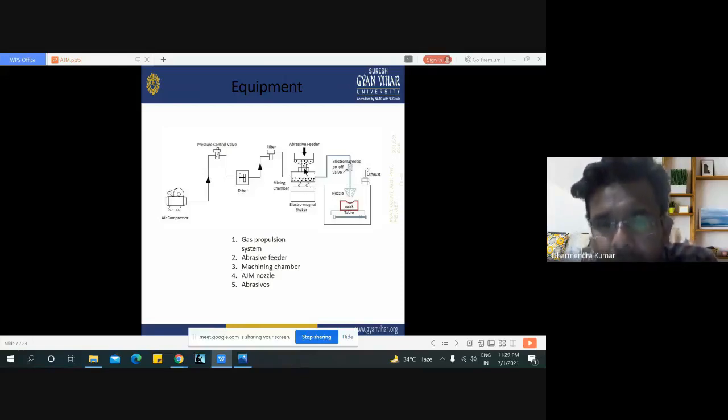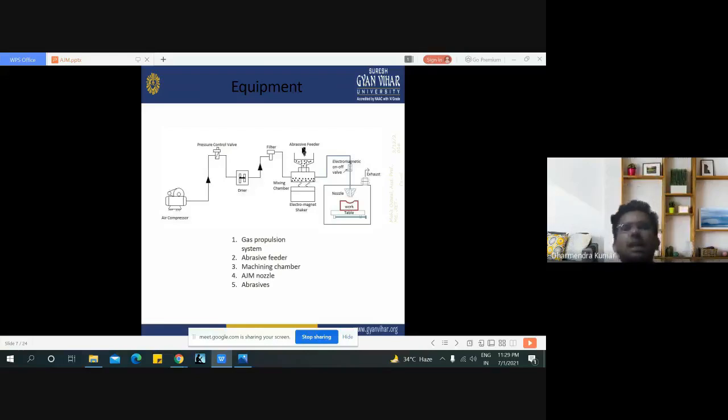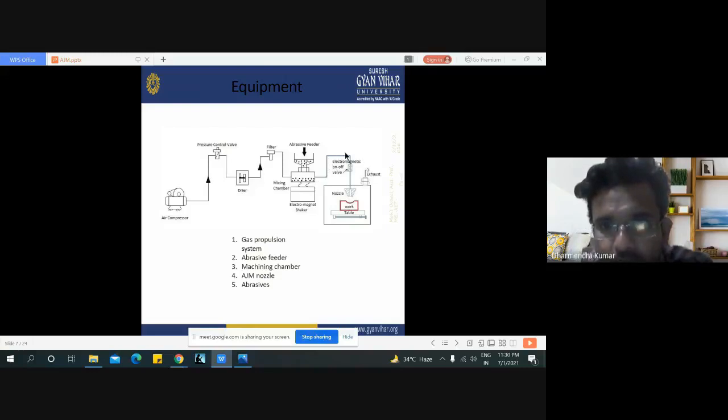Abrasive particle containers are situated just above the mixing place, where the abrasive feeder is. From the abrasive feeder we continuously feed abrasive particles to that chamber where the gas and the abrasive particles are mixed together. Here we use an electromagnet shaker for proper mixing of abrasive particles with gases. After that, the mixture of abrasive particles and gases goes through this pipe.